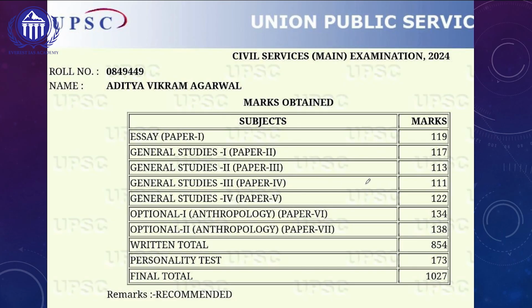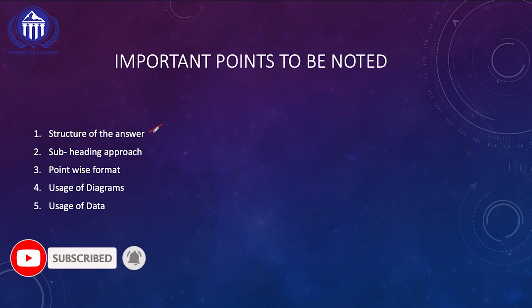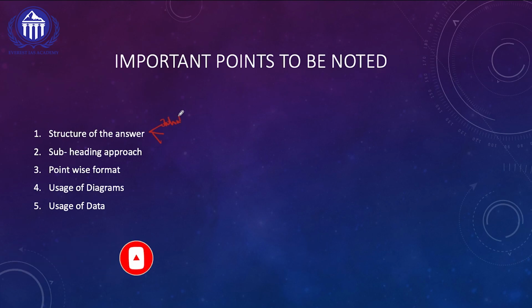And if you look at the mark sheet of GS Paper 3, this topper has got 111 marks out of 250. Some of the important learnings from today's answer writing technique are these. There should be a proper structure: introduction, body, and then conclusion. The introduction and conclusion should be written in 3 to 3.5 lines. The body of the answer should have subheadings and be point-wise, with diagrams even for environmental questions, and data should be quoted authentically from government or UN sources. These are some of the important learnings from All India Rank 9 Aditya Vikram Agarwal, which we should incorporate in our answers to fetch maximum marks.